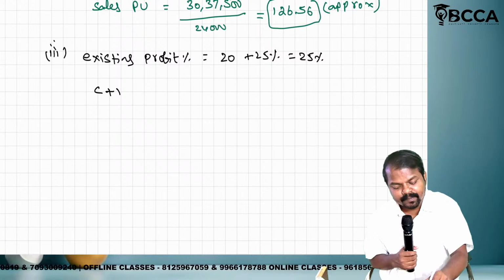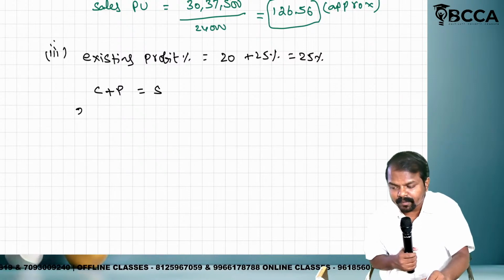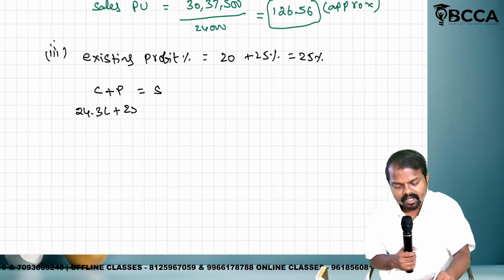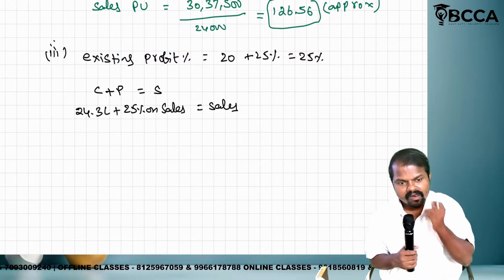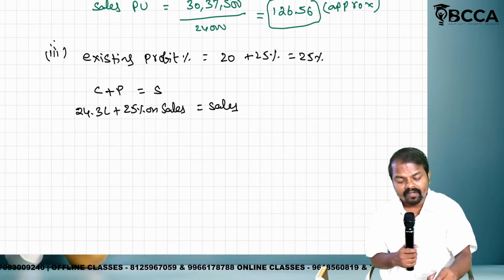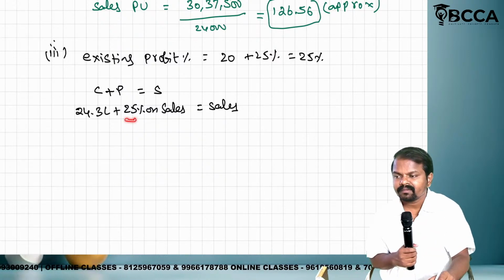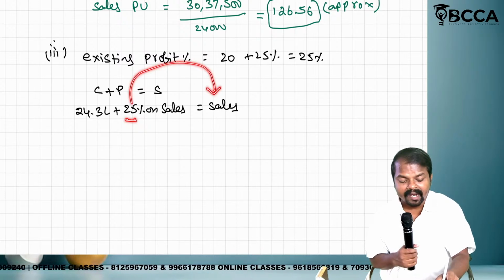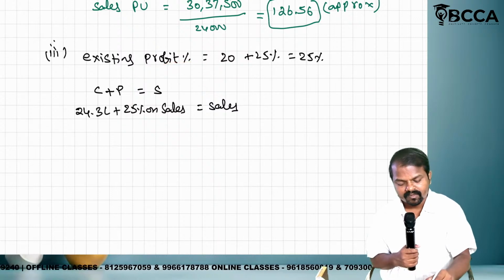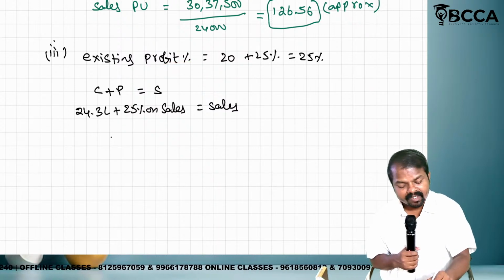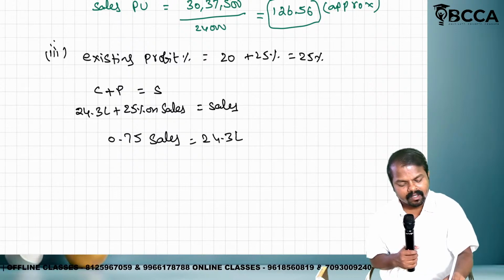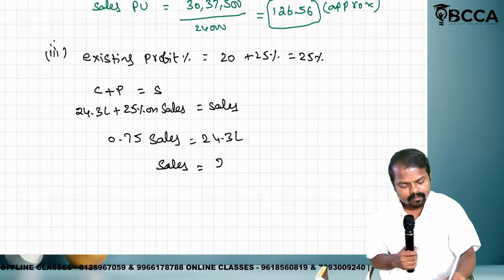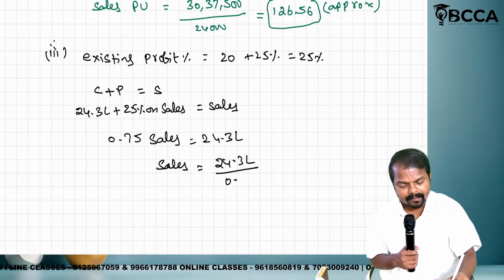Same logic. C plus P is equal to what? C is how much? 24,30,000 plus 25% on what? Sales is equal to sales. 25 divided by 100, how much? 0.25. Minus 1. 0.75 sales is equal to 24,30,000. Sales is equal to how much? 24,30,000 divided by 0.75.